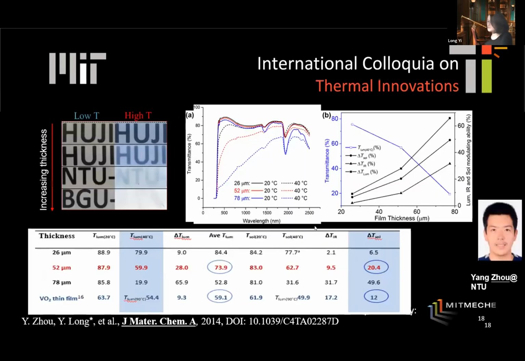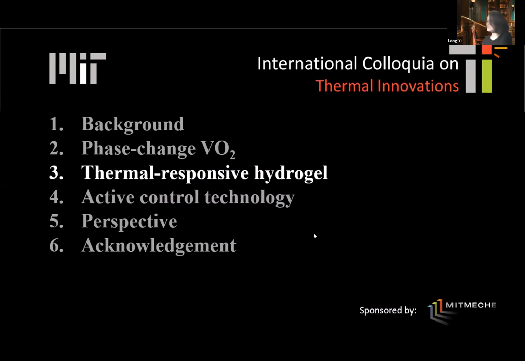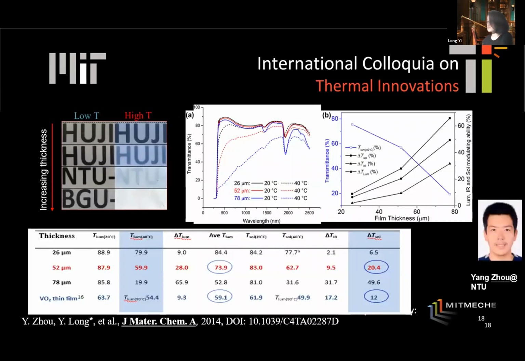Because vanadium dioxide only modulates in the infrared range. It doesn't change in the visible range. But in the infrared range, the energy density is pretty low. So we thought, maybe if we tune at the visible range, we can enhance delta Sol, which is the solar modulation. As we predicted, it's very obvious.